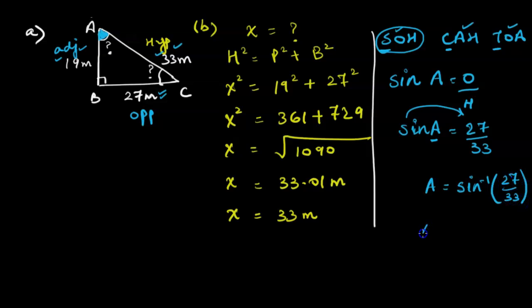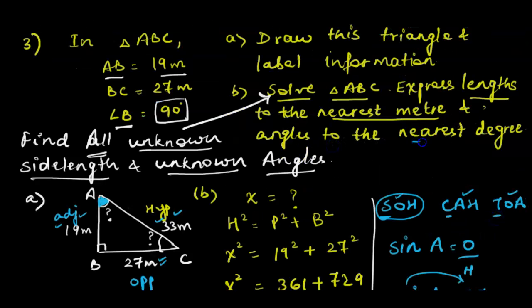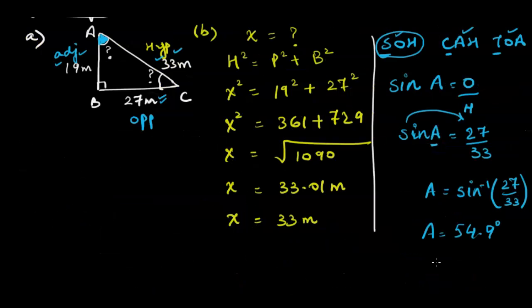All we have to do is just put this in the calculator. So we first click on second function such that sine turns into sine inverse, and then in bracket we would put 27 divided by 33 and that would give us angle A as 54.9 degrees. As the question wants us to write the angles to the nearest degree, we would round this answer to the nearest whole number. Therefore, we get angle A as 55 degrees. And this is how we get angle A as 55 degrees.